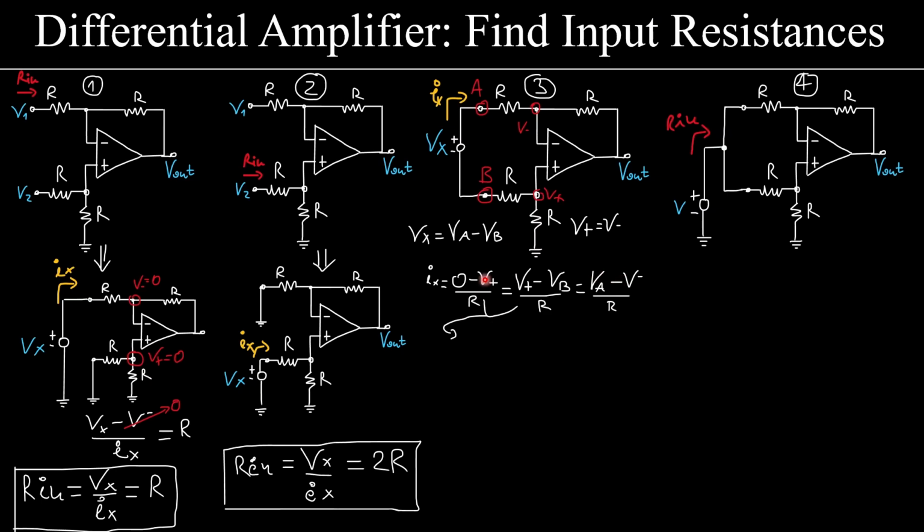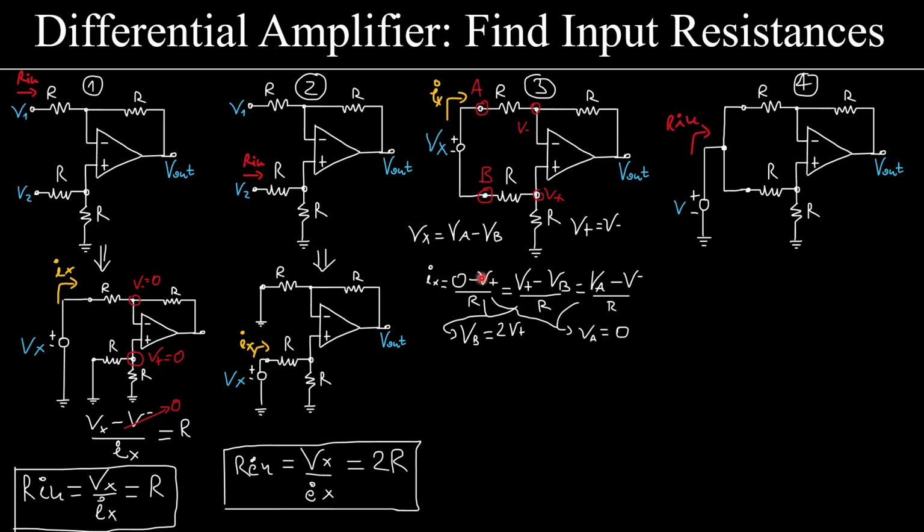Now I can say this and this are equal, these are typical equalities. Therefore, I can solve in relation to Vb and say that Vb is equal to 2 times V plus. Key here is to eliminate Vb and Va from my future equations.